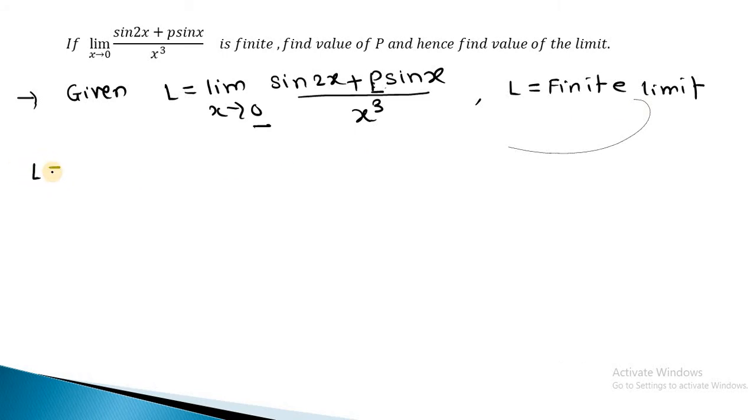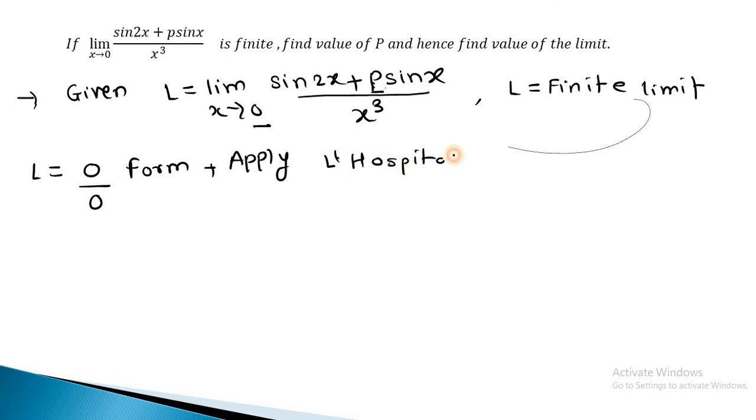So substitute x is 0, so sine 0 is 0, p times sine 0 is 0, divided by x cube, which is 0. So L is 0 by 0 form. So we apply L'Hospital rule. So what is L'Hospital rule? Limit of L as x tends to 0 is same as derivative of numerator upon derivative of denominator.